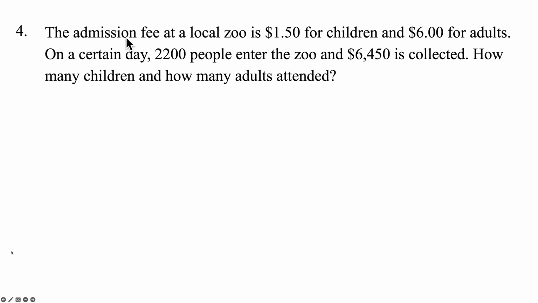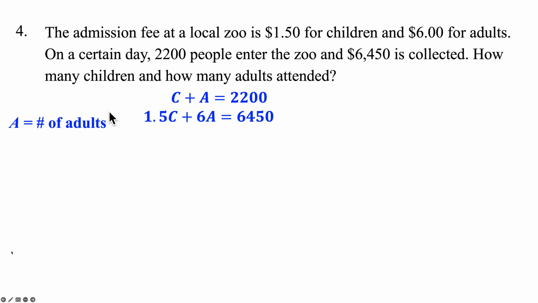All right, the admission fee at a local zoo is $1.50 for children and $6 for adults. Oh, here's that ticket question again. So we're going to let A be adults, C be children. I don't know what happened to my C for the number of children. It should have a C here equals number of children. I apologize for that. C plus A equals 2,200.